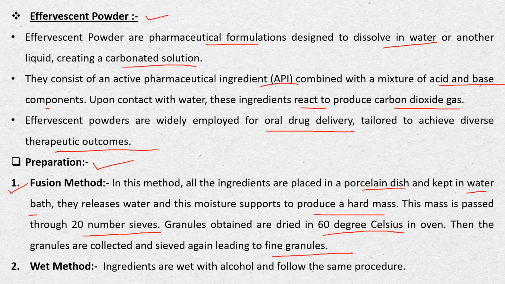So here some important things are: it is dried at 60 degrees Celsius in an oven. Then it is passed through a number 20 sieve. So these things are important.